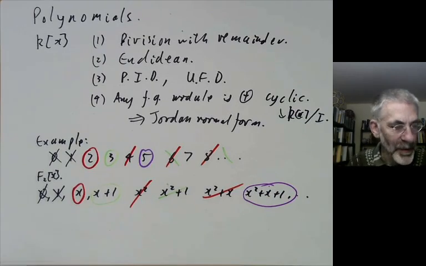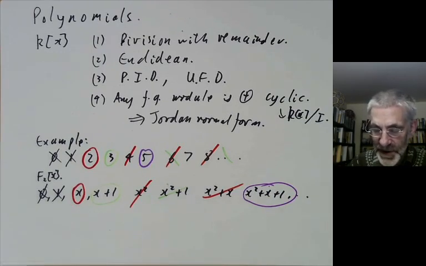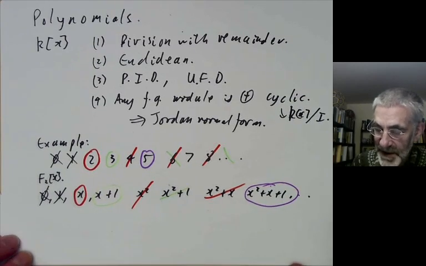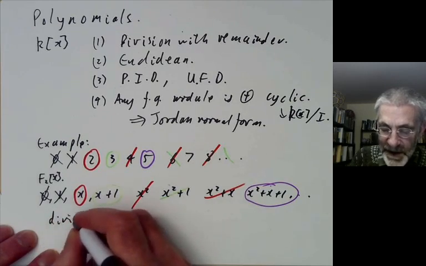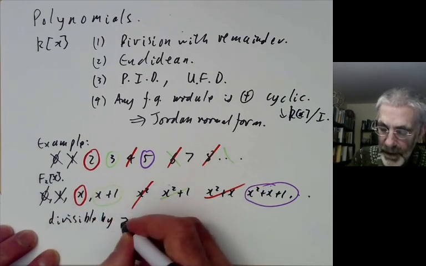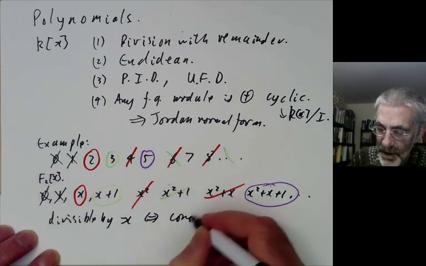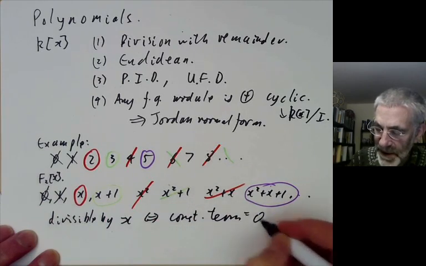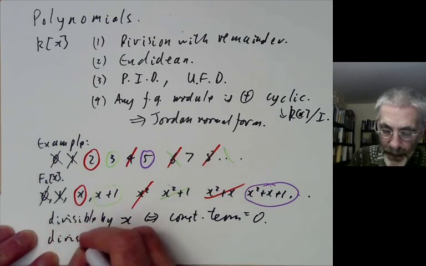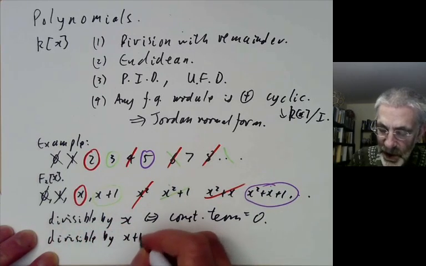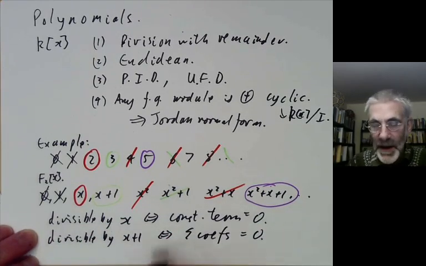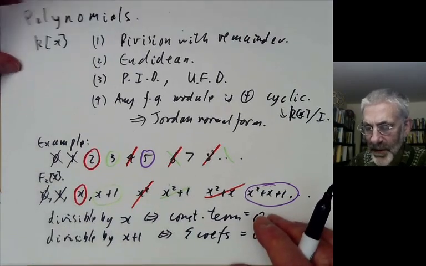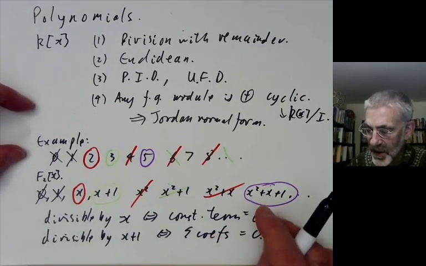Actually, you can speed this up a bit. I'd like to get to degree 4 just to have 1 or 2 examples for later. So we notice that divisible by x says the constant term is equal to 0, and divisible by x plus 1 is the same as the sum of the coefficients being equal to 0. So what we should do is we should really write out polynomials with constant term 1 and the sum of the coefficients equal to 1.